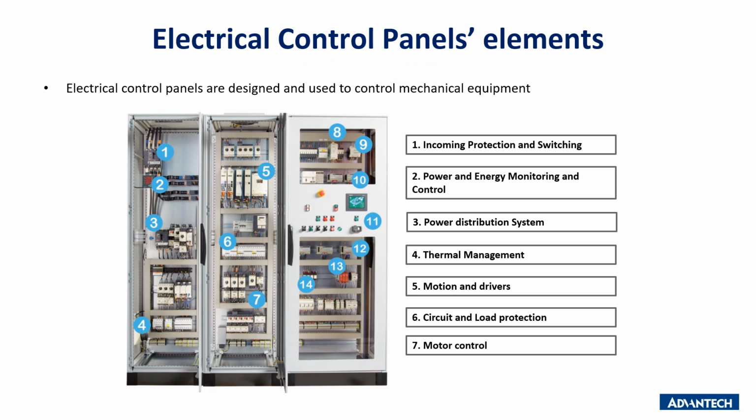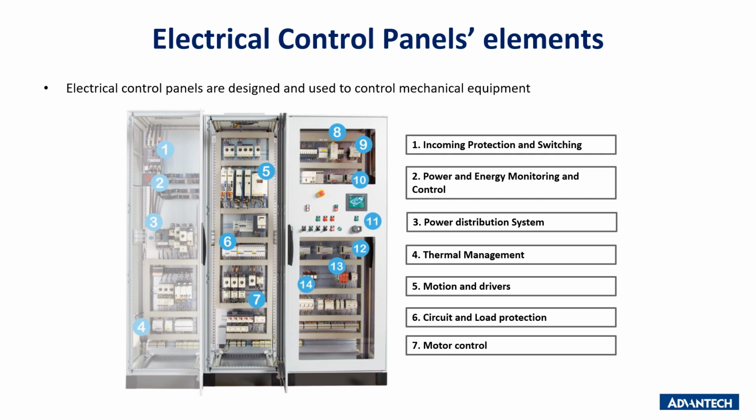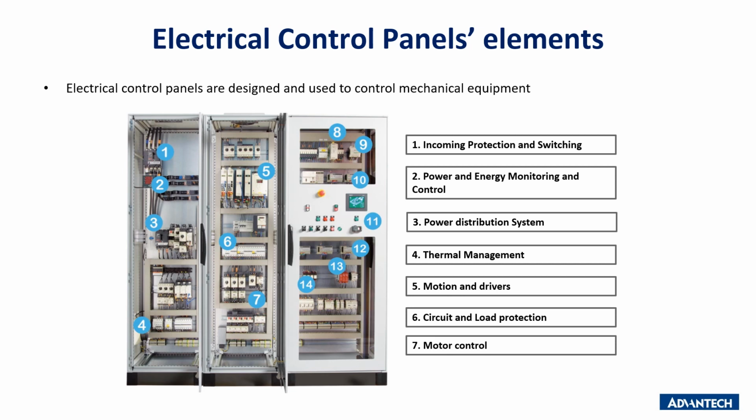Electrical control panels are designed for mounting control mechanical equipment. Usually the design of a cabinet starts with 1. Incoming protection and switching, 2. Power and energy monitoring and control, 3. Power distribution system, 4. Thermal management, 5.